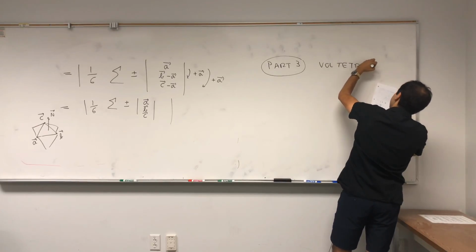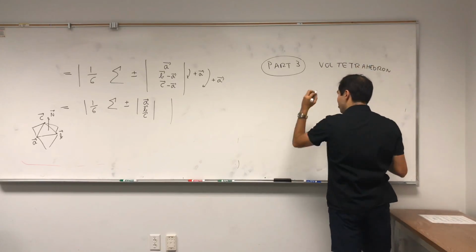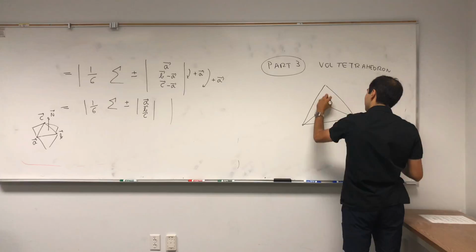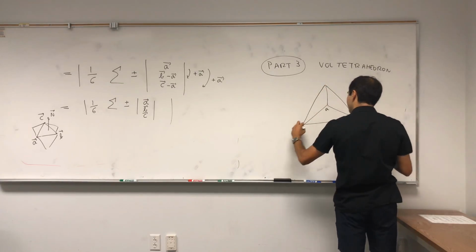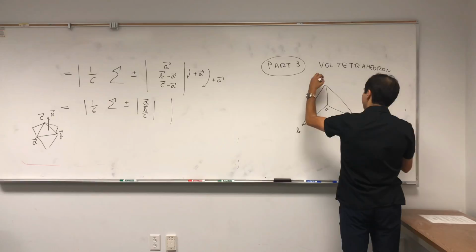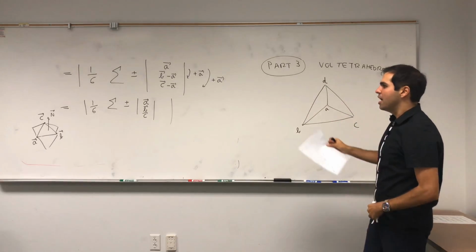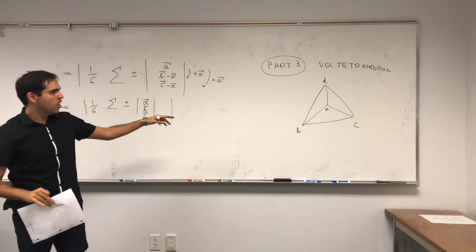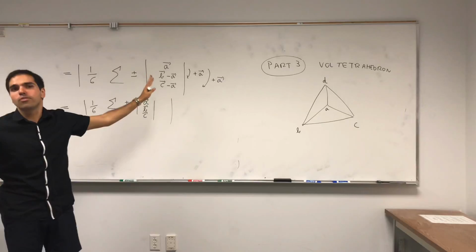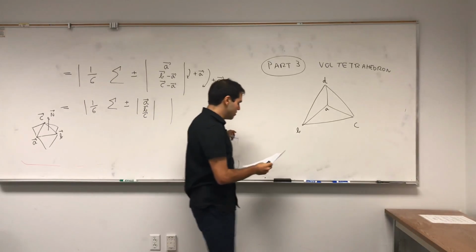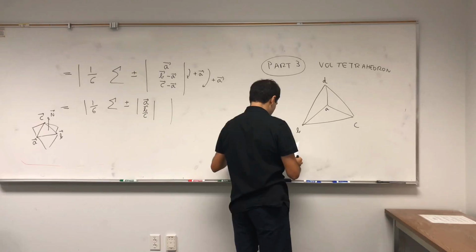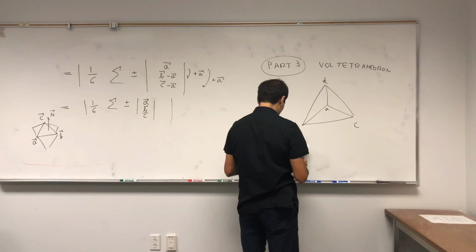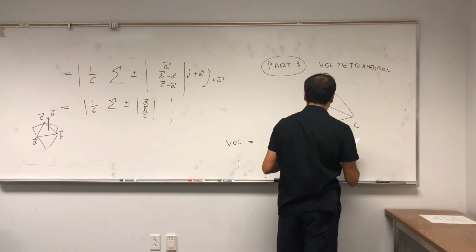Volume of a tetrahedron. Suppose you have a tetrahedron with four vertices. Let's call them A, B, C, and D. By this previous formula, we just need to take 1/6 times the sum over all possible vertices, more or less. So, what is the volume here? Volume equals 2. So, let's start with the first phase.